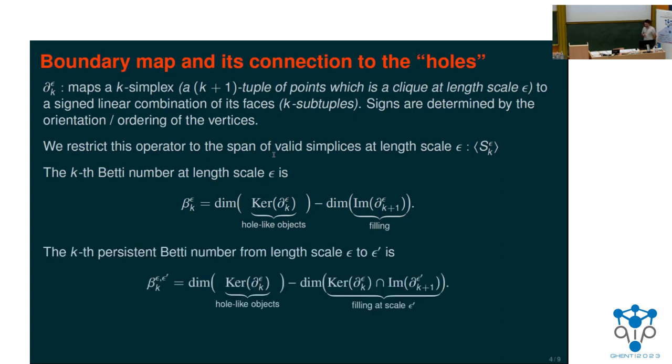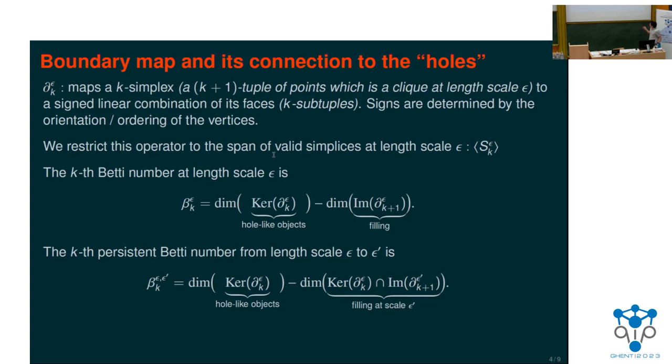This is the rough idea why it is like that. And now, a very similar thing can be said for these persistent Betti numbers. These would be Betti numbers that are already holes at length scale epsilon, and they are still there at length scale epsilon prime. But you need to modify. You still start with hole-like objects, which is the kernel of this boundary map, but now you need to subtract the image of the larger simplices at the next length scale. So this is epsilon prime.